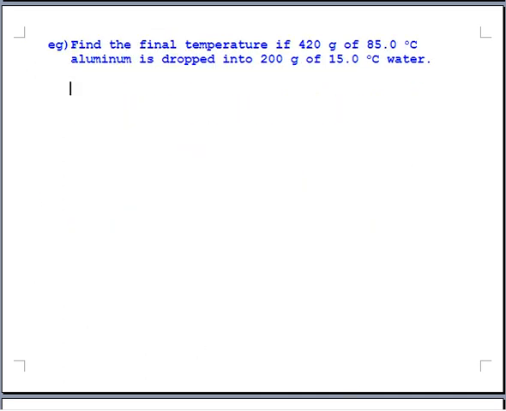Let's try this one. Find the final temperature if 420 grams of 85 degrees Celsius aluminum is dropped into 200 grams of 15 degrees Celsius water. So energy lost equals energy gained.